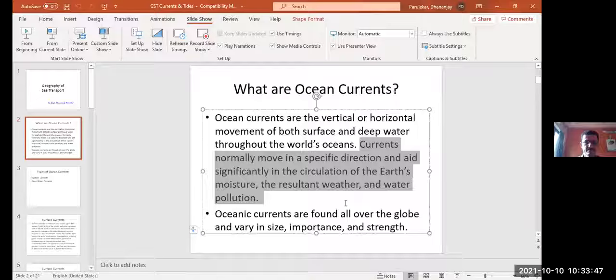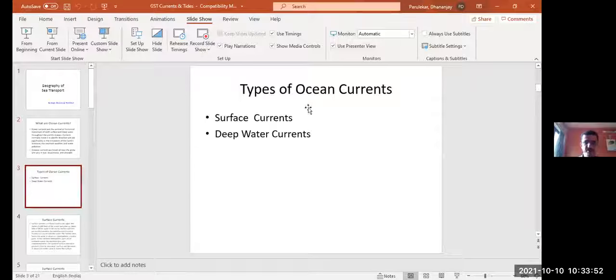Welcome. Okay, all of you, please write down types of ocean currents. First one is surface current. Second one is deep water currents. Next to surface currents, write in brackets horizontal currents, and next to deep water currents, write vertical currents. These are the two types of water mass movements available in the oceans.